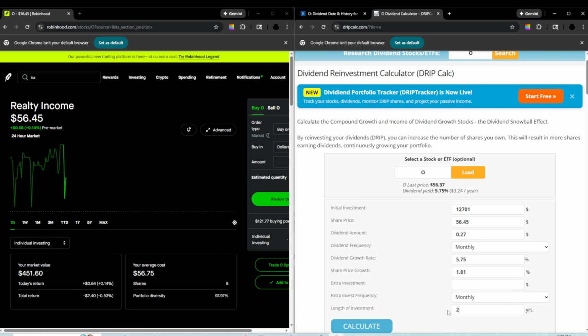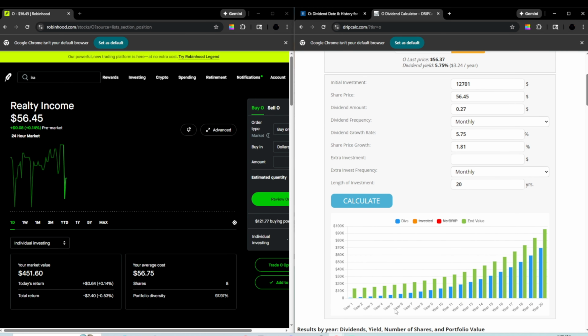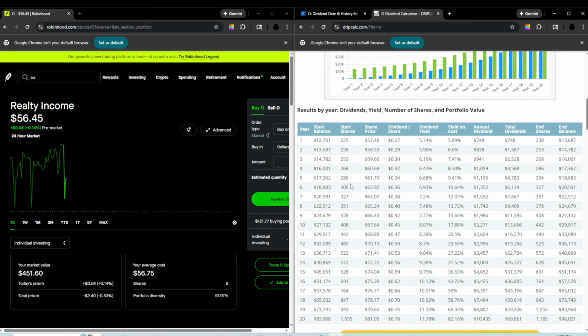All right, so we change this to 20 years. We calculate that. You can see it slowly starts to build, and at 20 years, it's way higher than what we invested. So each year, it's going to continuously build up. So right now we have 225 shares at this price. At the end of the year, we would have 238 shares. We would have $13,687. At the end of the next year, we would have 253 shares, and it will slowly start to build.